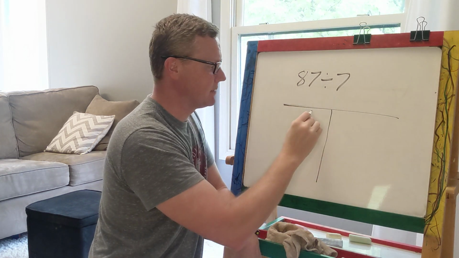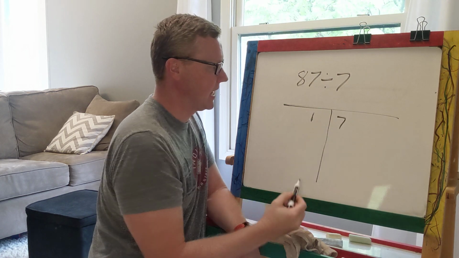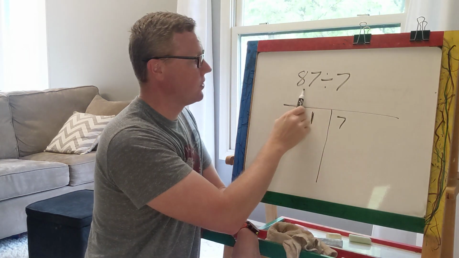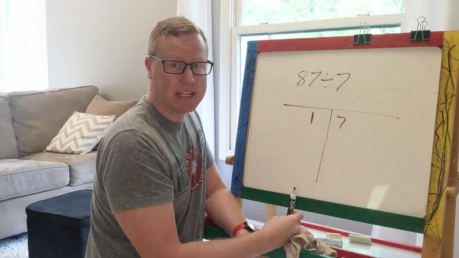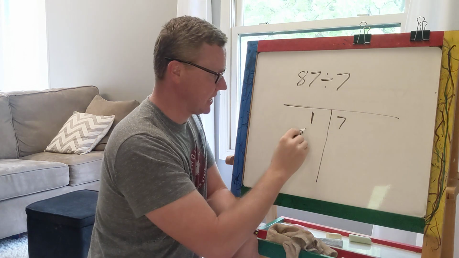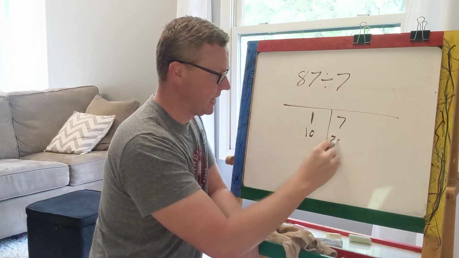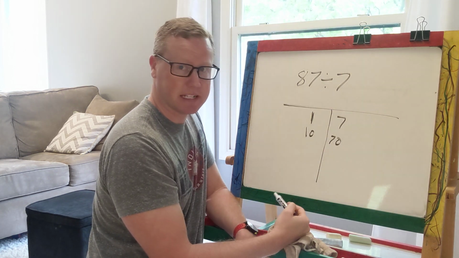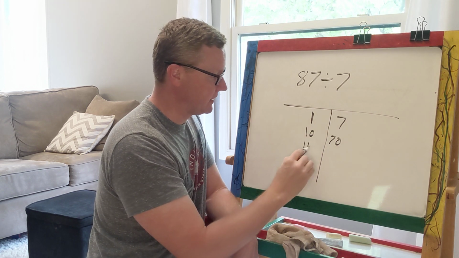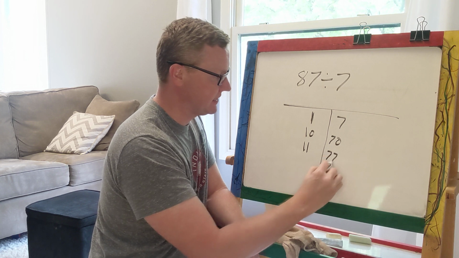And we say 1 times 7 is 7. Ooh, I can kind of tell already that we're a long ways off from 87. So I'm going to think to myself, well, I know that 10 times 7 is 70, and that gets me a lot closer. I can again start to go 11 times 7 is 77.